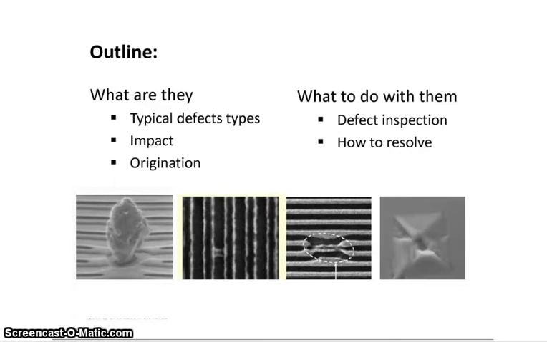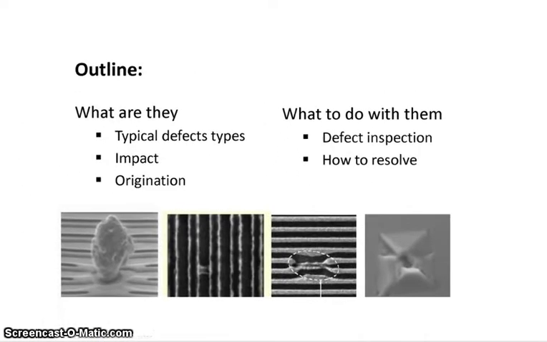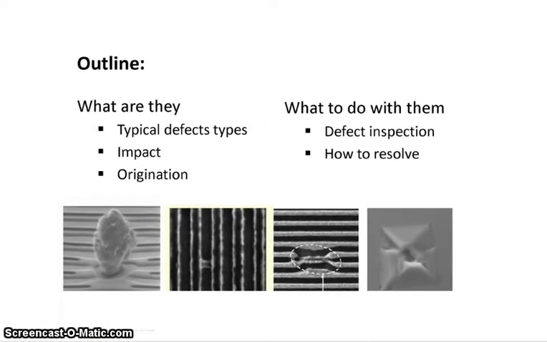And here's my outline. In this video, I want to start with what they are, what the typical defects are, and their impact. And then I will talk about where they are from, the origination. This is the first part and this is the second part. I will discuss how we can see them, the defect inspection, and finally, some possible ways we can resolve them.